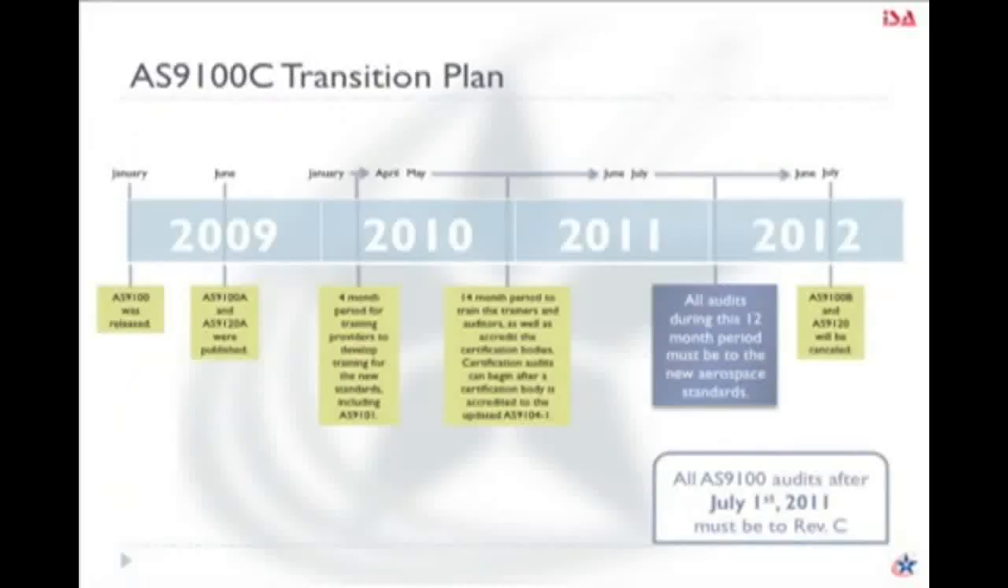The International Aerospace Quality Group, IAQG, has proposed a 30-month transition timeline for existing certified organizations that went into effect on January 1, 2010. The Online Aerospace Supplier Information System, OASIS, database will be used to share IAQG expectations and track clientele transition activity via certification body issuance of AS9100C certification. All AS9100 audits after July 1, 2011 must be to Rev C.